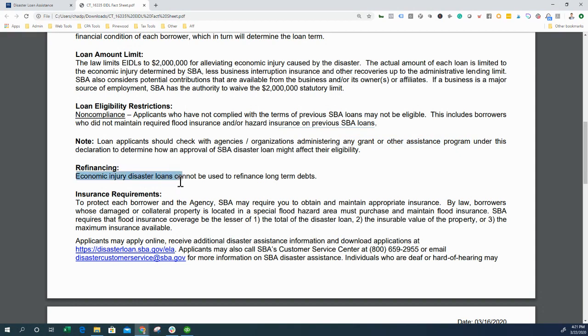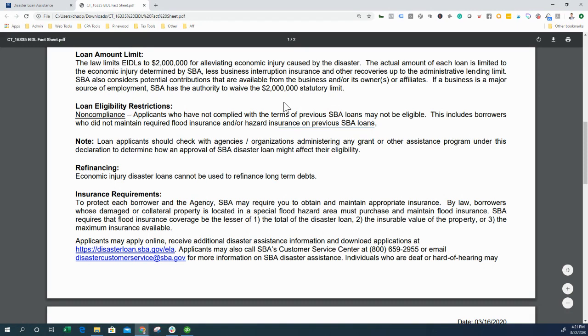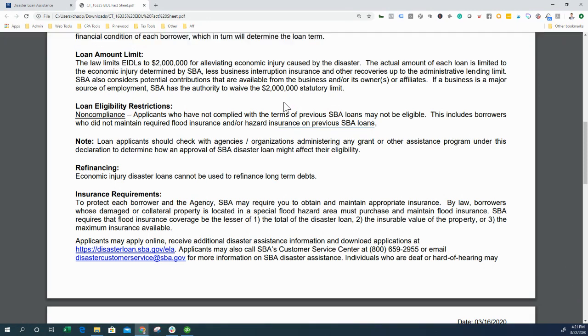All right, refinancing. So economic injury loans cannot be used to refinance long-term debts. So you can't just take a loan out to refinance your mortgage or senior secured loans you already have out. This is in addition to those. So you can't repay those and refinance using this debt. It's not meant to be a refinance loan. It's meant to actually help you cover working capital needs for the next couple of months to couple of years.